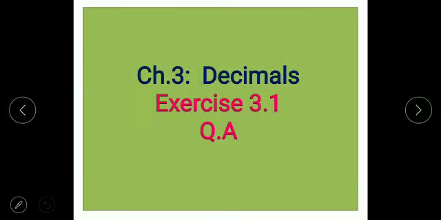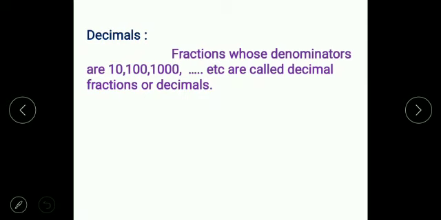Let us learn a new chapter. Chapter number 3, decimals. The definition of decimal is: fractions whose denominators are 10, 100, 1000, etc. are called decimal fractions or decimals.